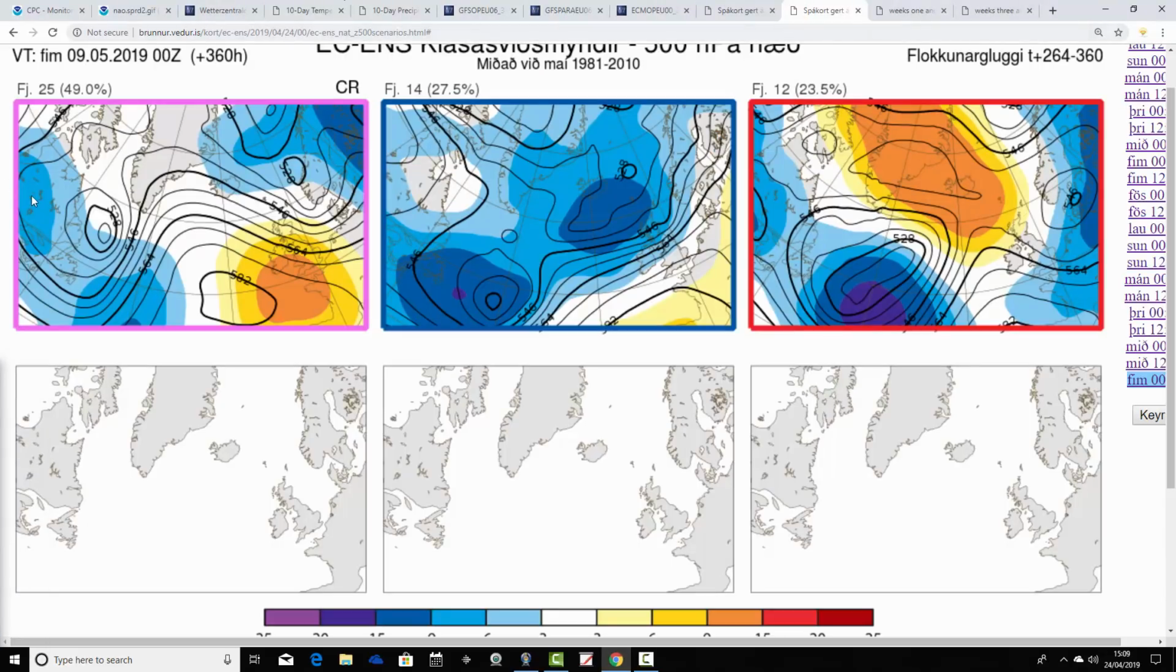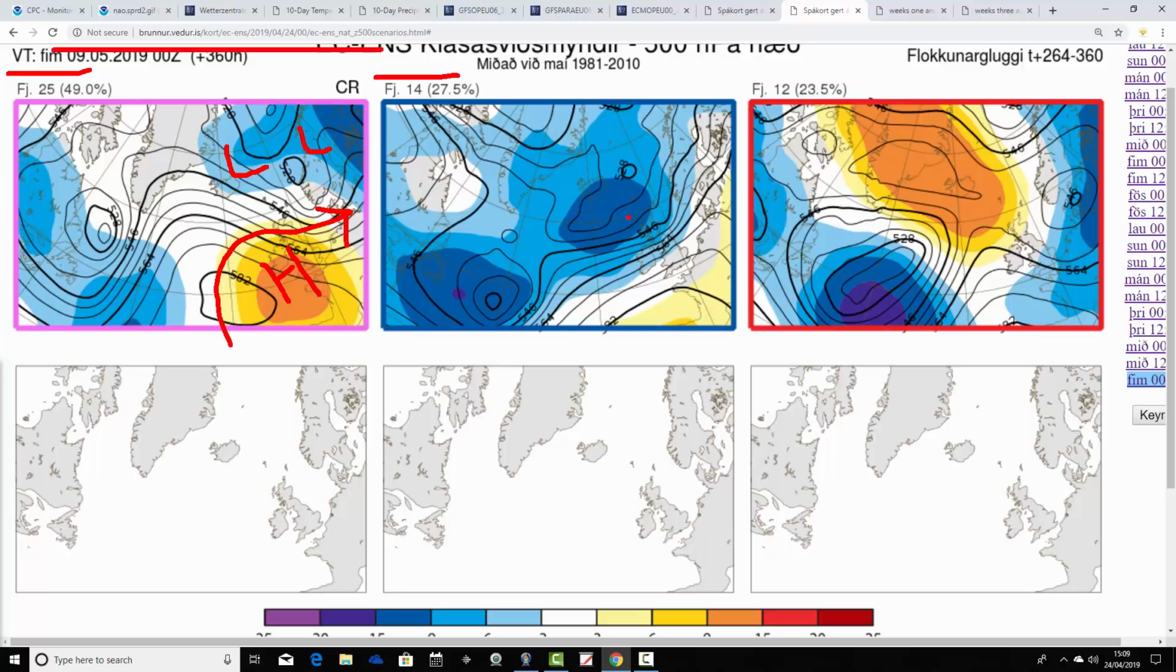In two weeks' time, these are the options that we've got within the ECM ensembles. This is for the 9th of May, 360 hours away. We've got 25 members of the ECM ensembles with a ridge of high pressure to our southwest and low pressure up to the north. That looks quite nice. That will bring reasonably dry and relatively warm weather too, as the wind's coming up from the southwest.